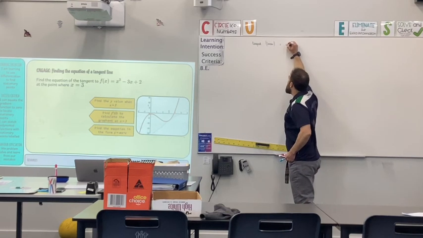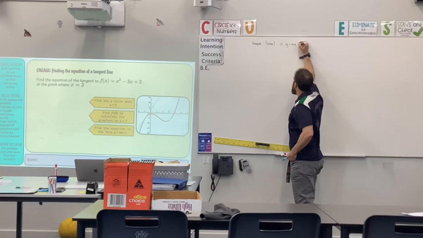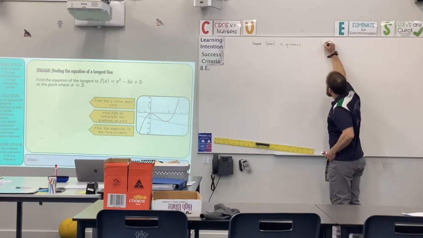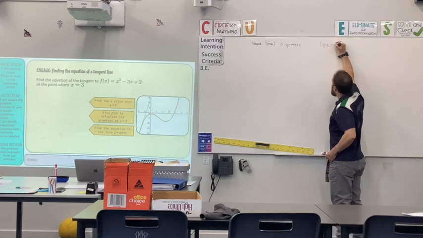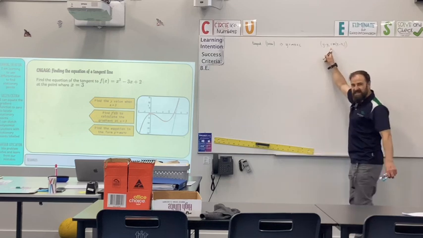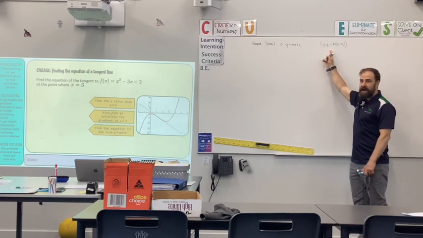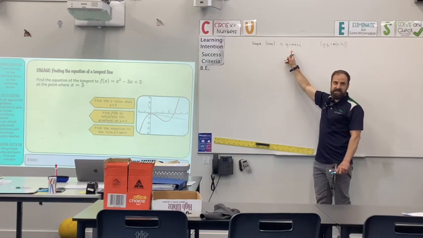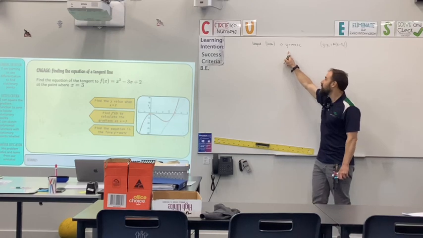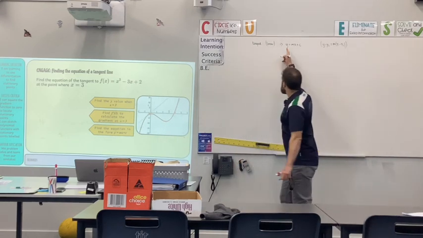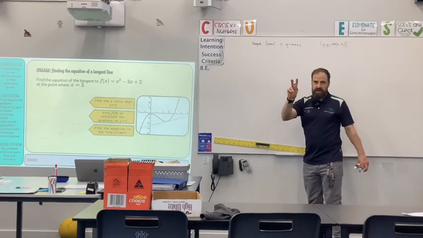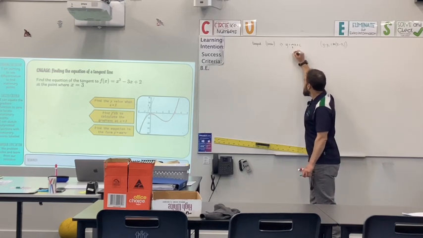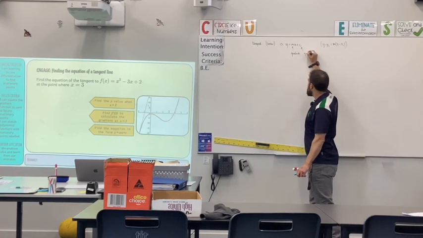And we know that linear equations are y equals mx plus c. We have in the past done y minus y1 equals m(x minus x1). This is actually how I prefer to do it, but most of my students have preferred to just stick with this, so I'm going to stick with this. All right? In order to do y equals mx plus c, I need to know two things. I need to know what m is, which is the gradient, and I need to know what c is, which is the y-intercept.